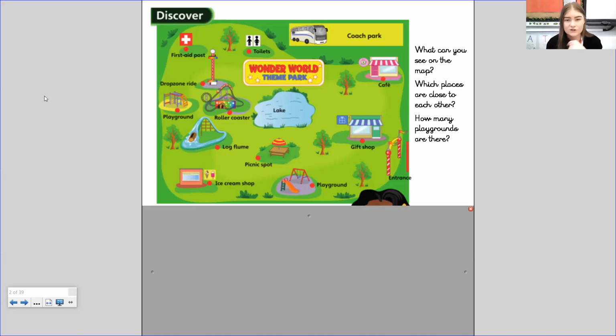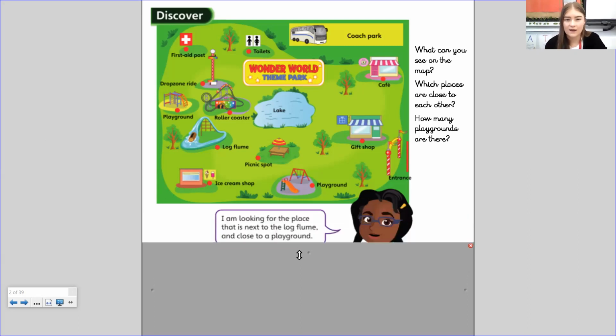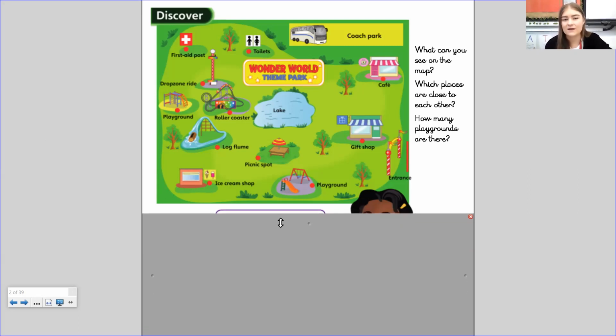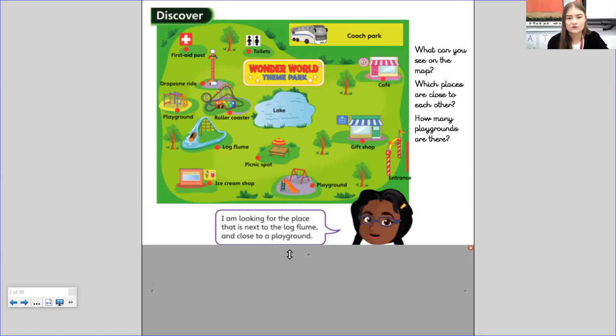Okay, and final question, how many playgrounds are there? I can see 2, so that might have an impact on the questions that we are asked. Okay, so now we've looked at that picture and we have worked out and got familiar with it, we can answer some questions on it.